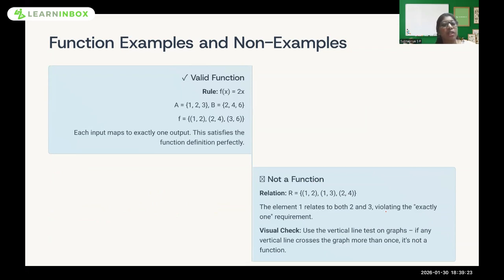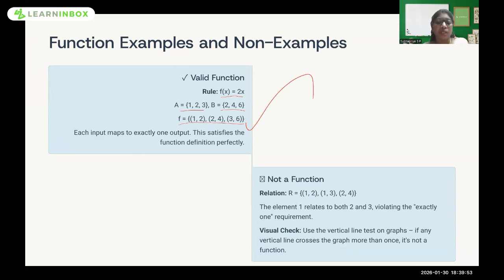In the first, see that f of x is equal to 2 into x. So A is 1, 2, 3 and B is 2, 4, 6. When we apply our rule, that is 2 into x, for 1 we will be getting 2, for 2 you will be getting 4, and for 3 you will be getting 6. So each and everything maps to a different and exactly one output. So this is a valid function.